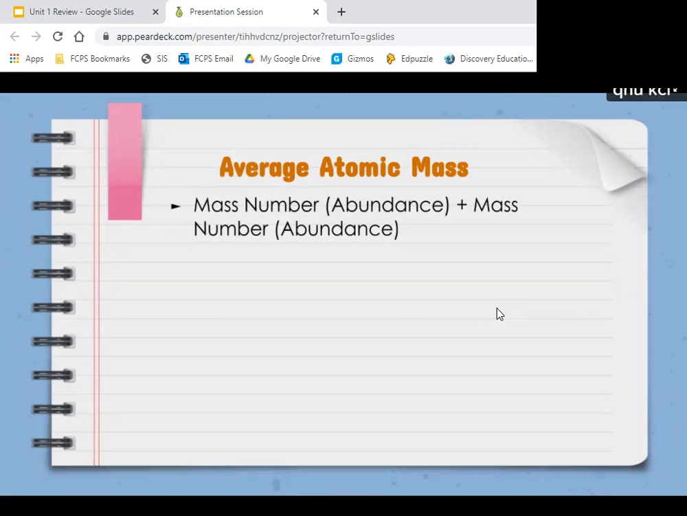Now let's review some of the average atomic mass. Average atomic mass is mass number times the abundance plus mass number times the abundance. Can someone tell me what is abundance? It doesn't have to be a technical definition, just something.